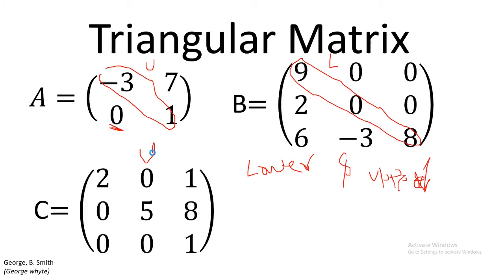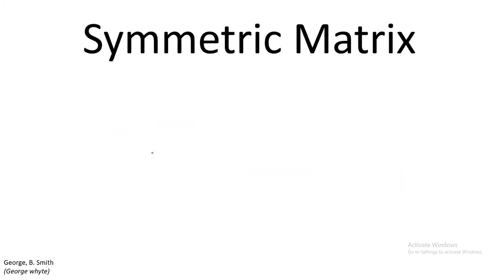Okay, so next we have a symmetric matrix. For symmetric matrices, you are looking at a matrix where when you look for the transpose, we'll come to the transpose of that matrix, it's still going to be the same thing. Okay, let's see what I have. I have a matrix A.